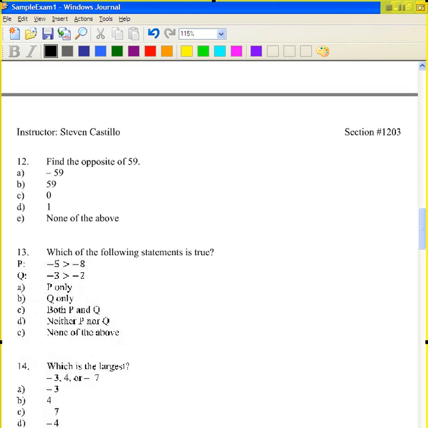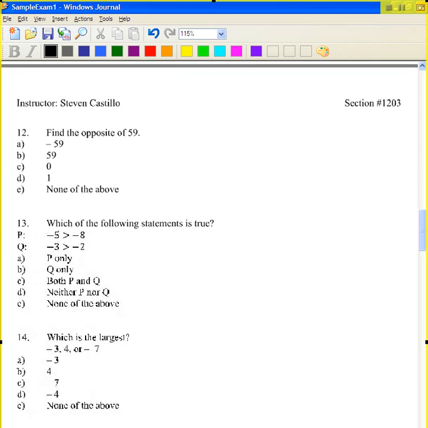Let me do problem number 12. Find the opposite of 59. Opposite is negative 59. The negative of 59 is negative 59. The opposite of 59 is negative 59. The additive inverse of 59 is negative 59.